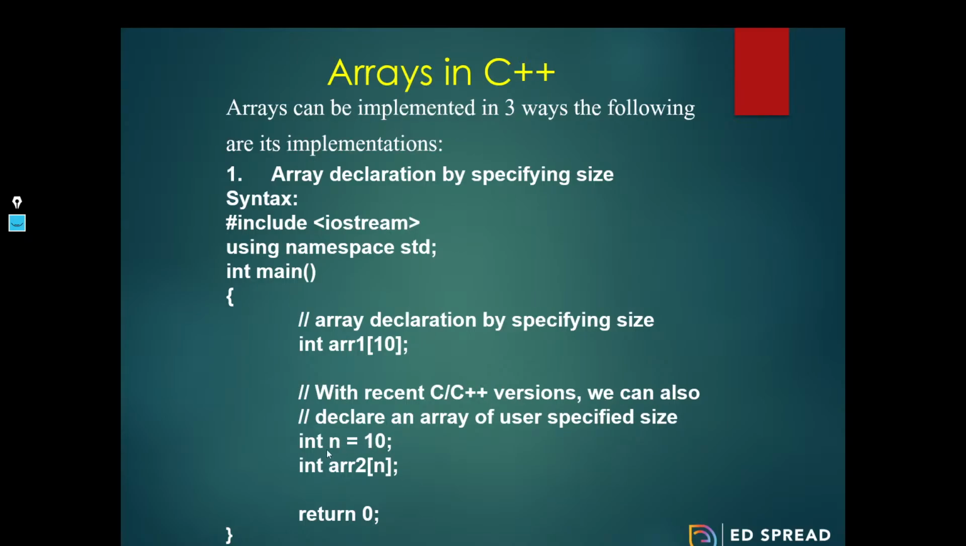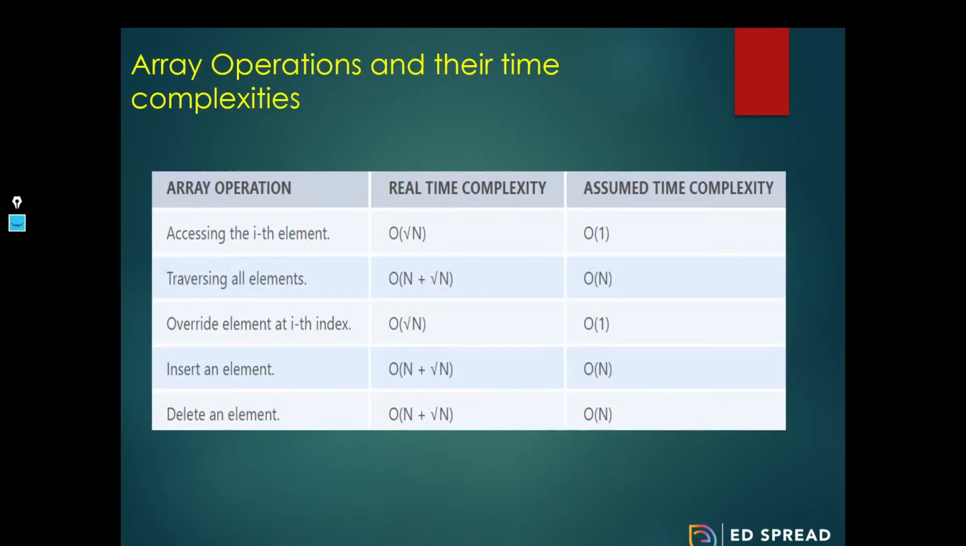If at this point you see n has value 10, and you are giving the size as n, so it will take that value from here and create an array of size 10. Cool. So these are different ways of doing that.